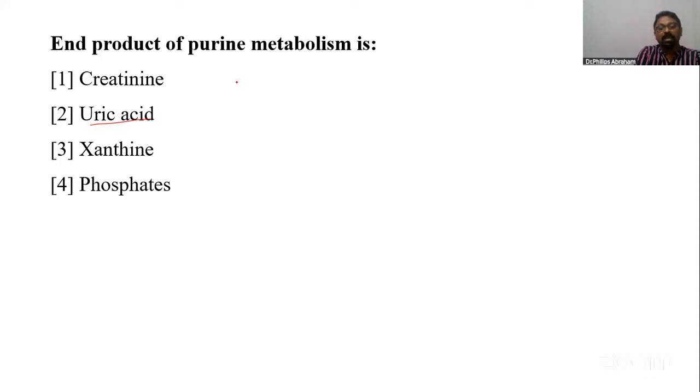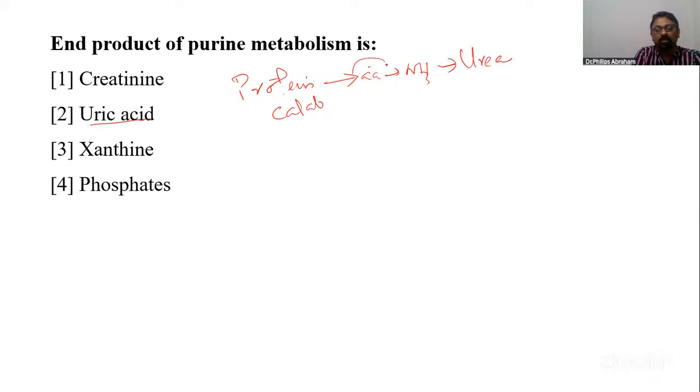So I'll again say protein degradation. What's the end product? Protein metabolism: we get amino acid catabolism, we get ammonia. Ammonia then converts to, as we said just now, urea. So urea is the end product of amino acid catabolism, or in simpler words, protein catabolism. Purine catabolism, the end product is uric acid.